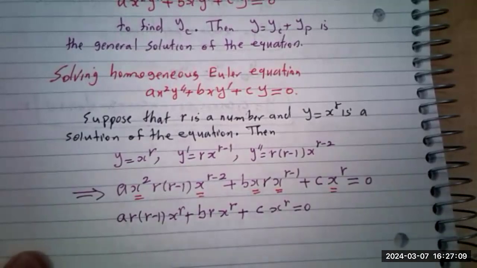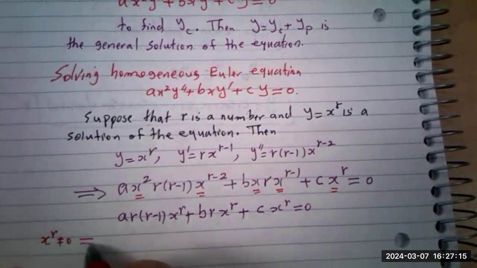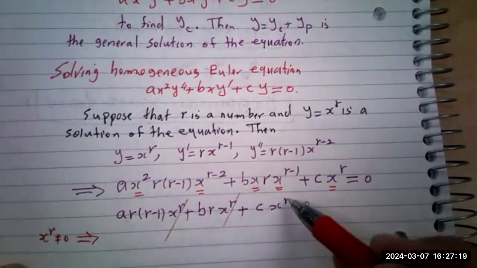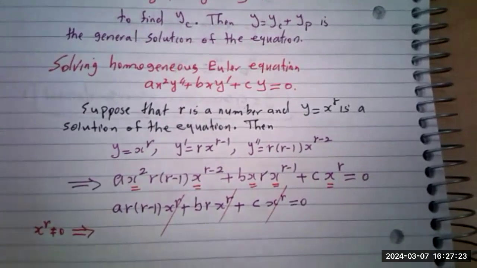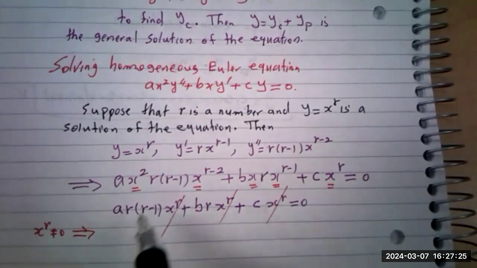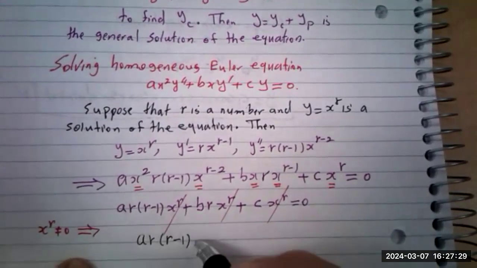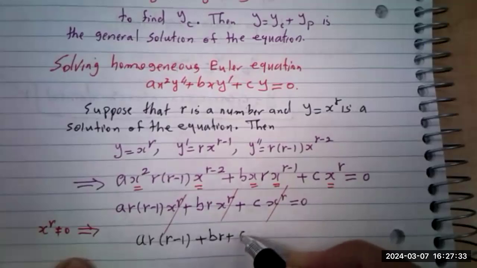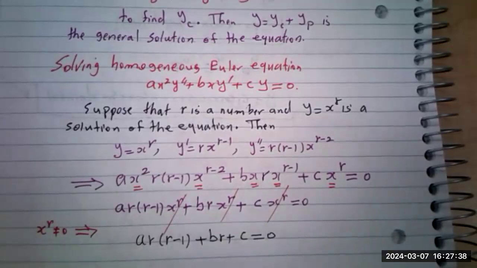Remember, x is a non-zero number. X is positive. So x to the r is not 0. And then you are going to divide by x to the r. So when you drop it, what's going to be the result? Start with the easy equation to handle. They give you a r times r minus 1, plus b r, plus c equal to 0. It's going to be the result of the equation.